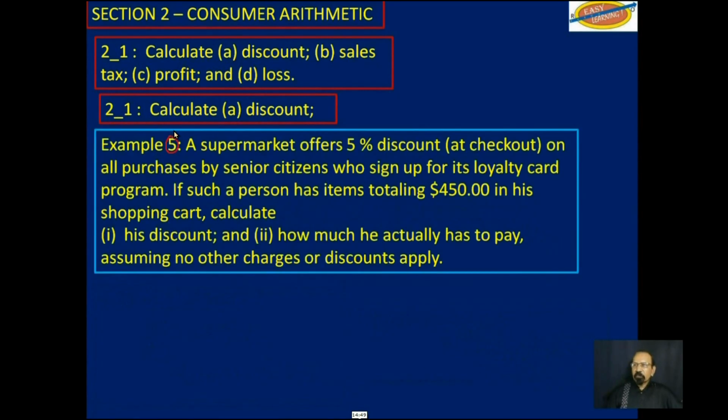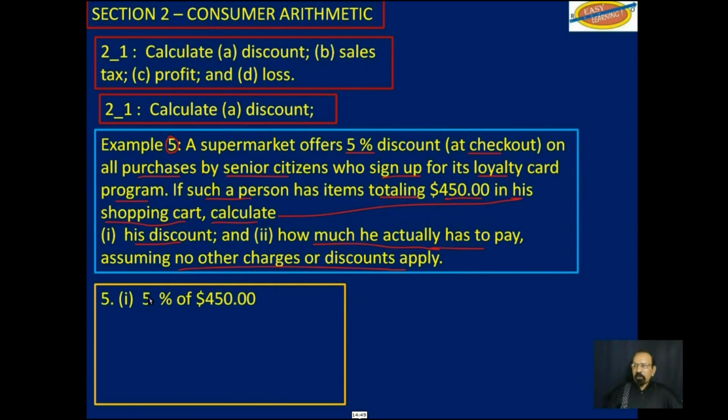Example 5. A supermarket offers 5% discount at checkout on all purchases by senior citizens who sign up for its loyalty card program. That is the supermarket's loyalty card program. If such a person has items totaling $450 in his shopping cart, calculate his discount, and how much actually he has to pay, assuming no other charges or discounts apply.